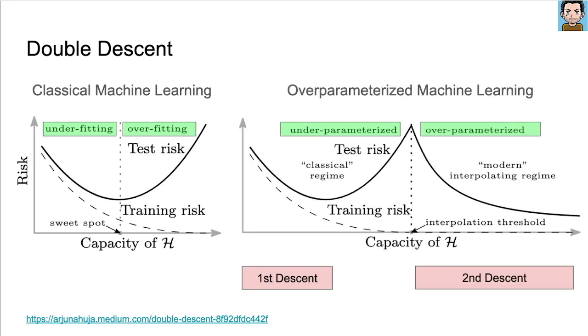Double descent agrees with classical ML about underfitting and overfitting when our models are underparameterized. Yet, as we increase the capacity of our models further and further, our models become overparameterized. After a certain threshold, we observe another descent in the test error or the risk. The paper refers to this threshold as the interpolation threshold.